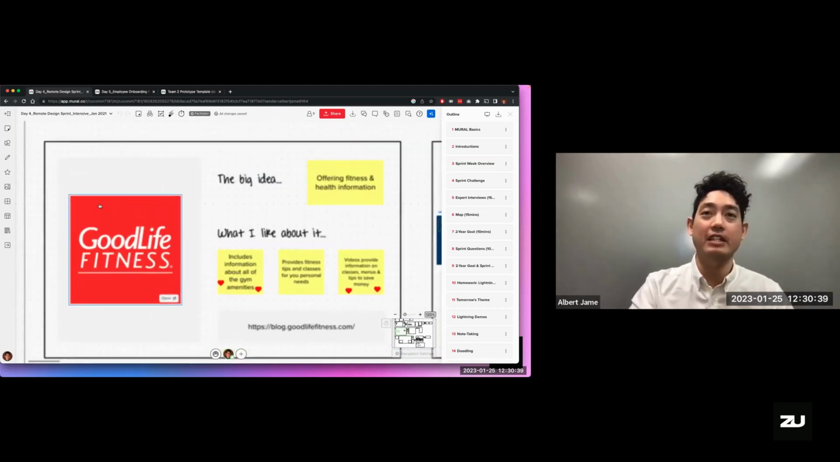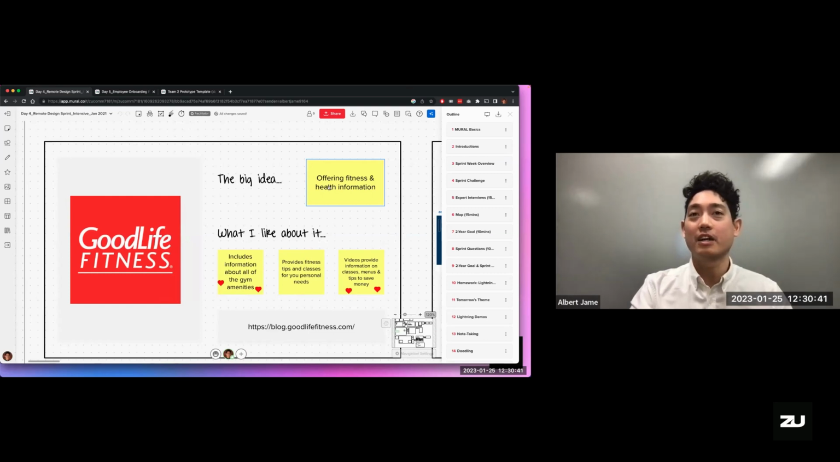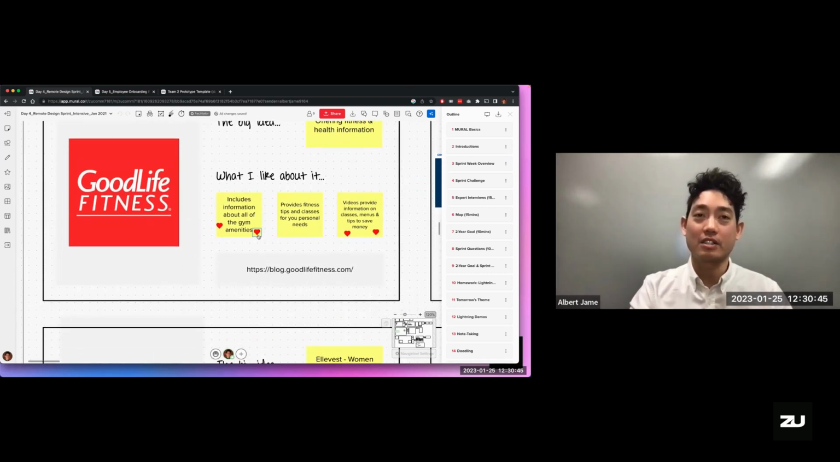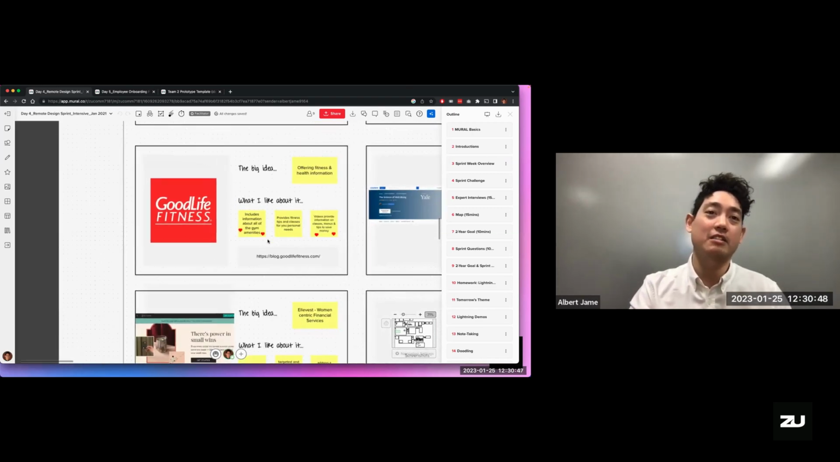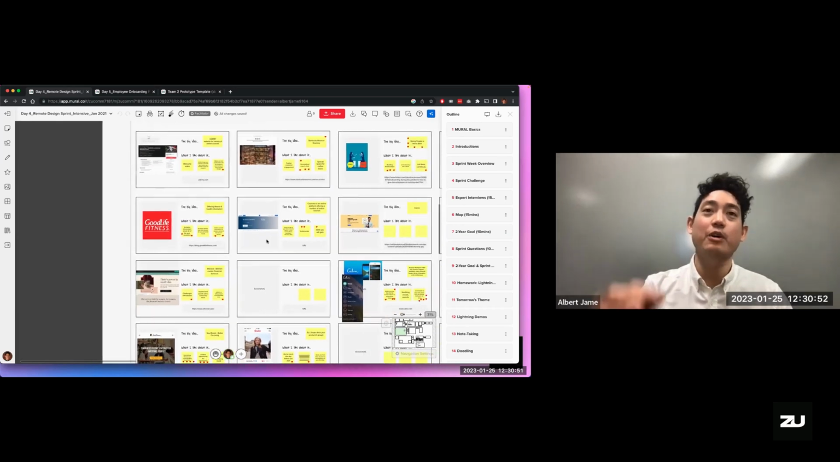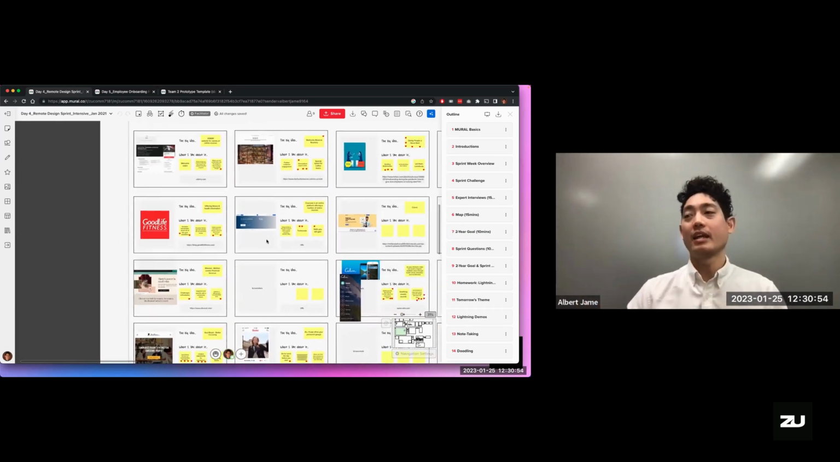For example, Good Life Fitness, they like the whole idea of offering fitness and health information, and they talk about what they like about it. All the hearts are just part of that heat map where everybody gets to vote. But as you can see, we zoom out and there's a lot of different ideas, and we go through each one and then people get to vote on it.